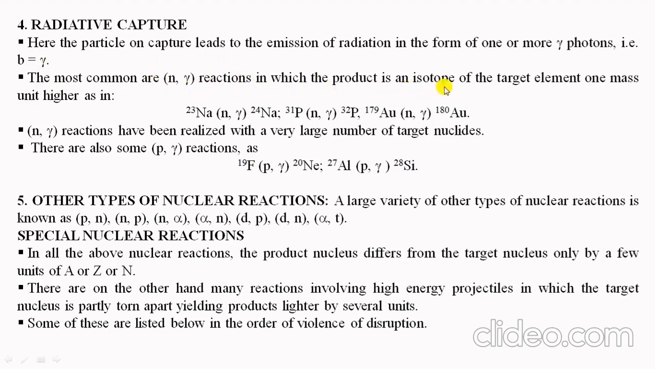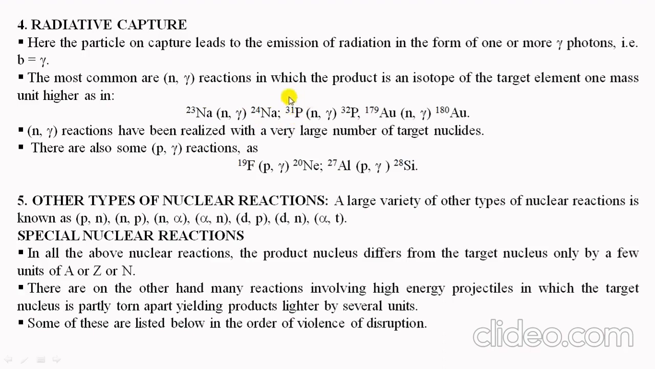In n gamma reactions, the product is an isotope of the target element one mass unit higher. So for example, when sodium 23 interacts with or is struck by a neutron, the ejectile here is the gamma radiation. This is again the projectile, this is the ejectile, and the target. The product nucleus is the isotope of the target with one mass unit higher.